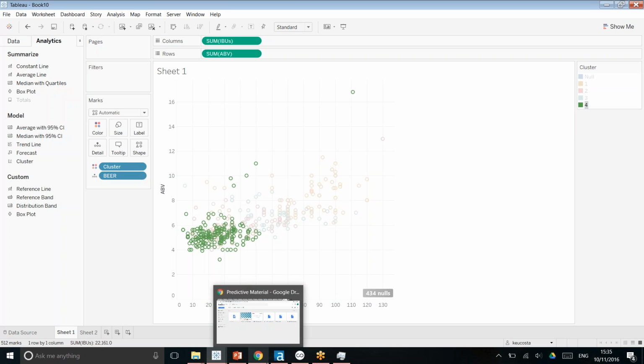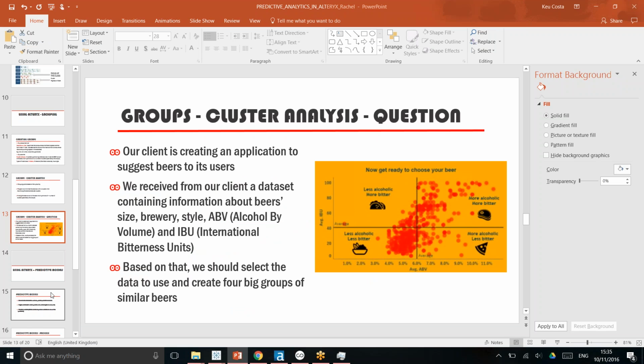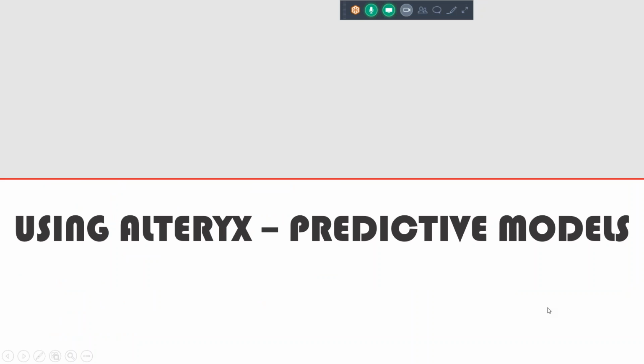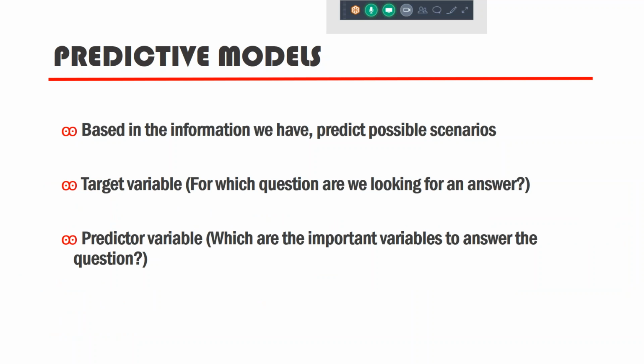Okay, so the second analysis that we'll do now is showing how to work with models. Because what we did now was we had data about beers, and we're only trying to group data that we already have. With the models, what we try to do is to get an answer for a situation that is in the future. We're trying to predict something in the future. So usually, based on information that we already have, you try to answer a question.